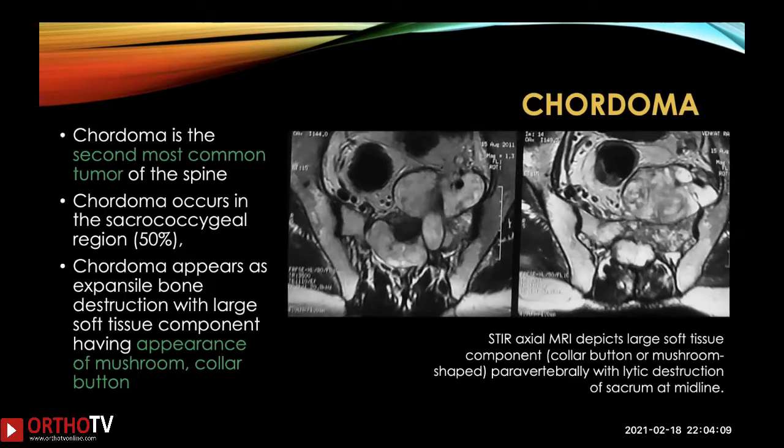Chordoma is the second most common tumor. It happens in the sacrococcygeal area, and probably everyone has already seen these. The typical appearance is of a mushroom collar button. You can see this is what it looks like.